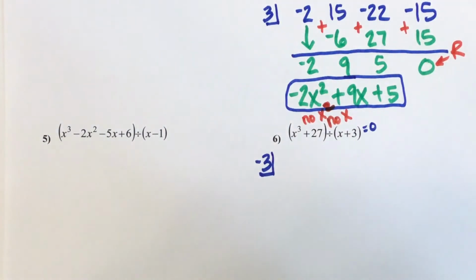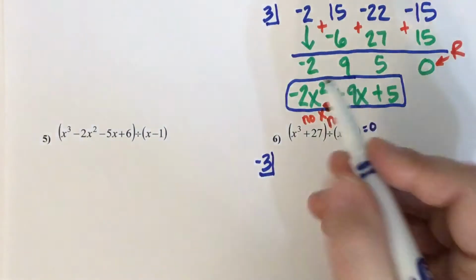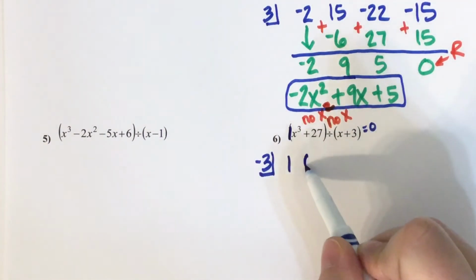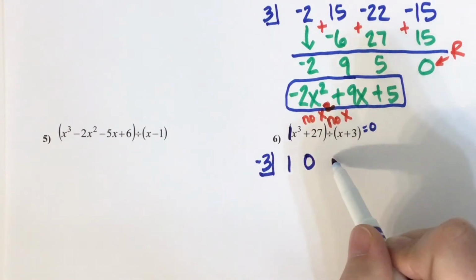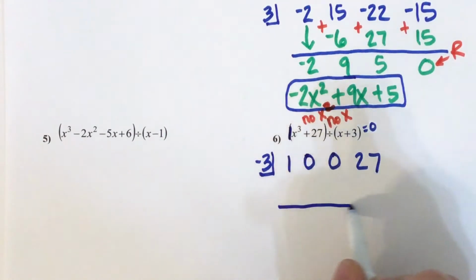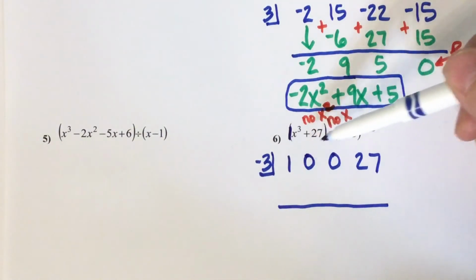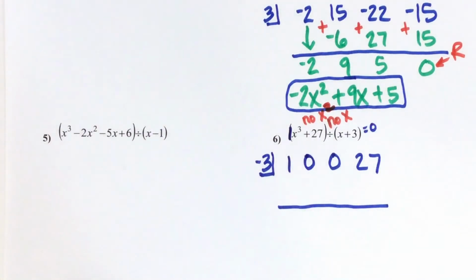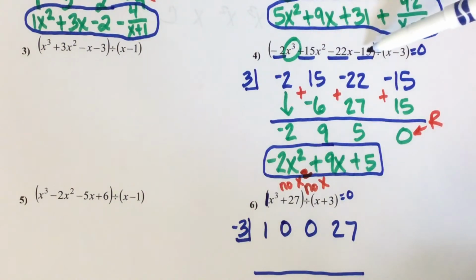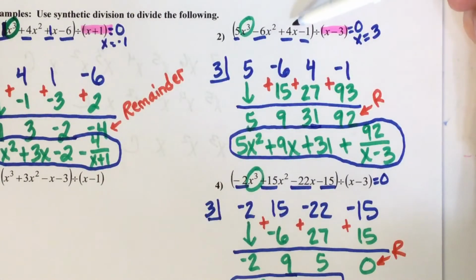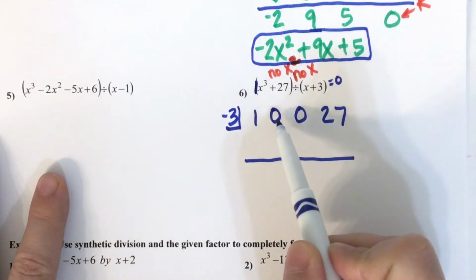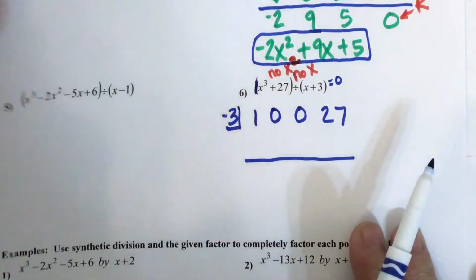Okay, so we have to take that into consideration. So in front of the x cubed is a 1, but because there's no x squared, we have to put a 0. And because there's no x, we have to put a 0. And then the constant is a 27. So this would be the x cubed, the x squared, the x, the constant. So I didn't have to do that on the other problems because they always had everything. X cubed, x squared, x constant. But this one was missing the x squared and the x, so we had to put a 0 for both of those that were missing.